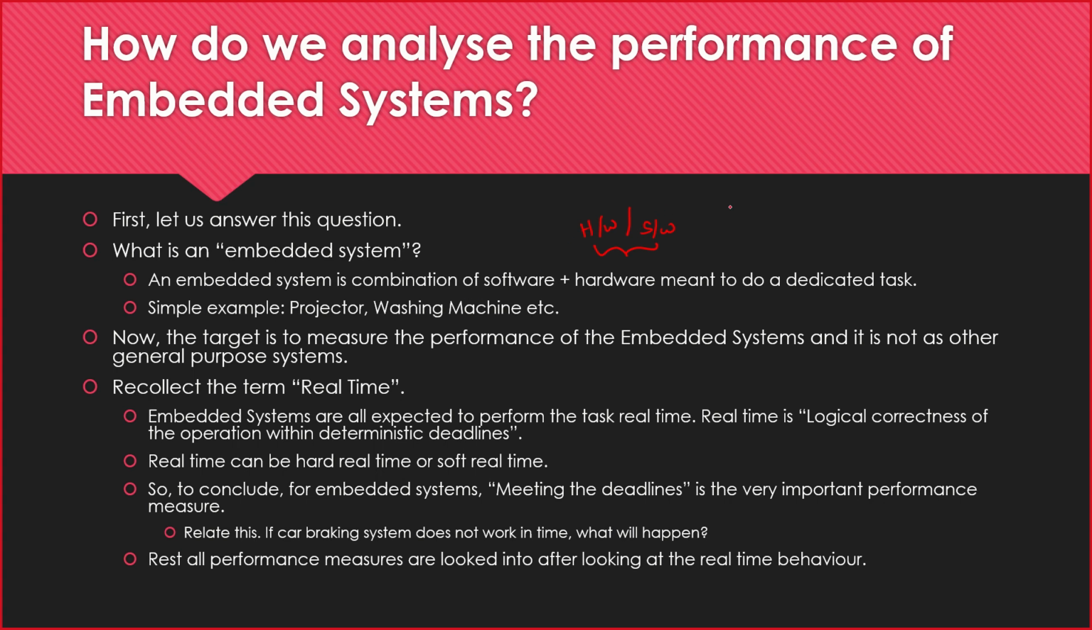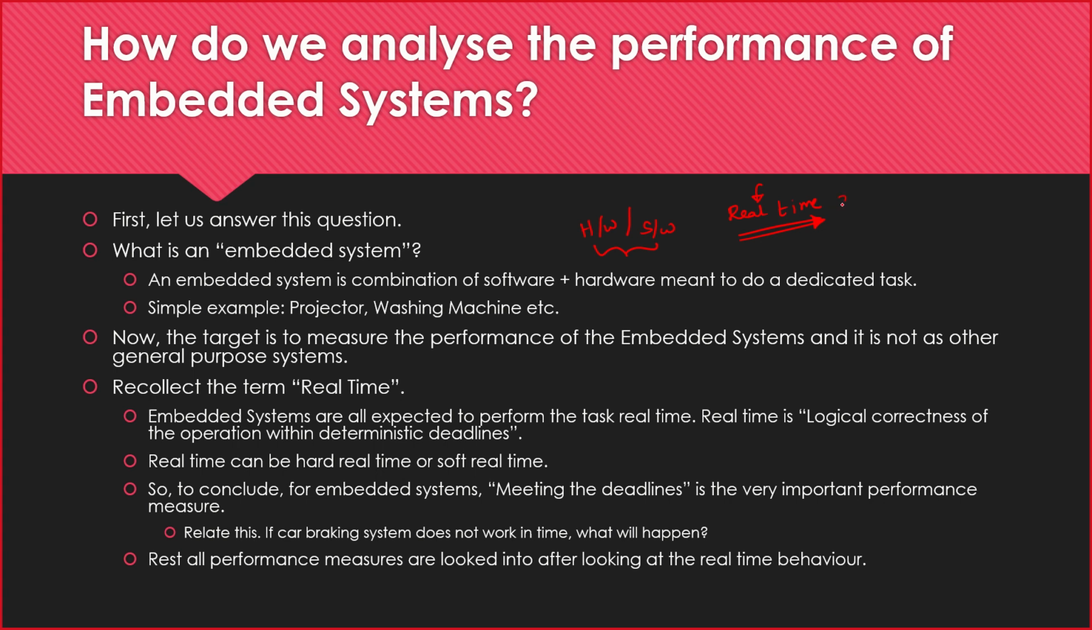We need to look into real time. So real time behavior is the most important component that we need to look into, because all embedded systems are expected to give you a real time performance. What do you mean by real time? I told you this: meeting the deadlines every time without delay is called real time. We have analyzed this a lot of times in the classes also. What is real time? Logical correctness of the operation within a deterministic deadline. The car braking system, the aeroplane landing gear system, all these are the best examples that we need to consider towards understanding what exactly is real-time behavior.